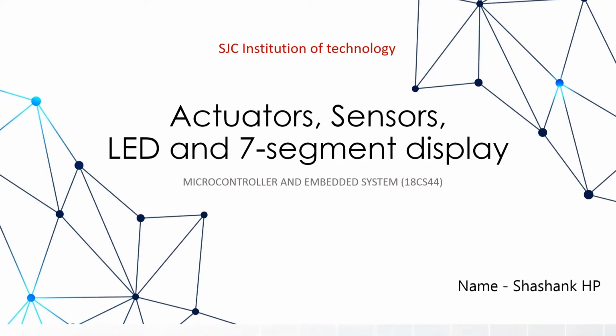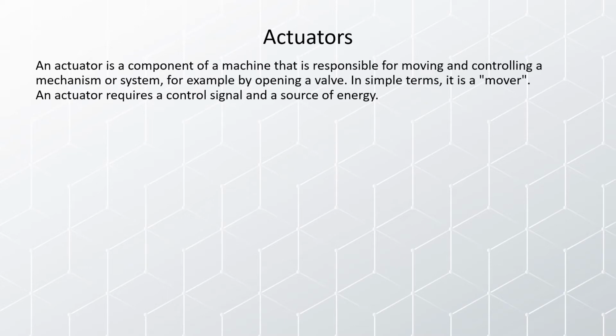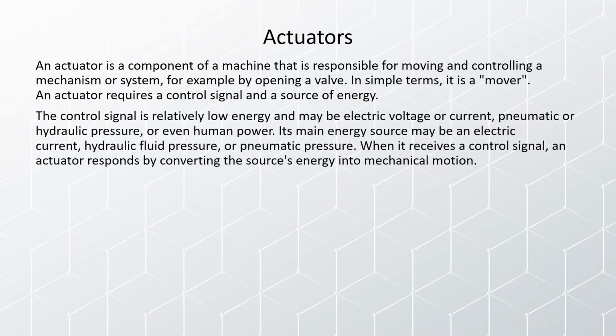Let's begin. Before we start off, let us discuss a few keywords which will be helpful for understanding further in the PPT. First, what's an actuator? An actuator, in short, is a component of a machine that is responsible for moving or controlling a mechanism or a system. For example, let's consider the opening of a valve. This opening of a valve is done by a component of a machine, and that component is called an actuator. In simple terms, it is a mover.